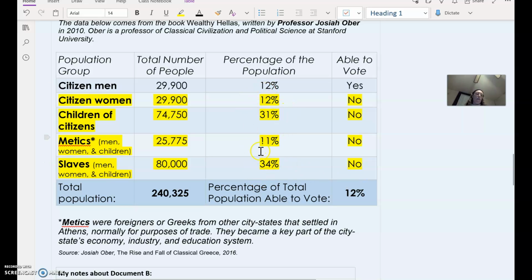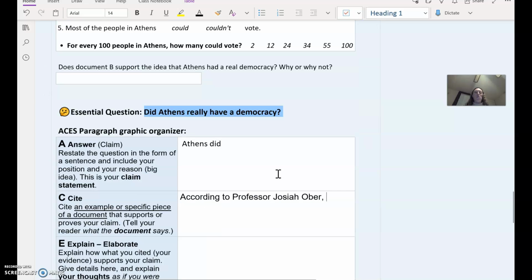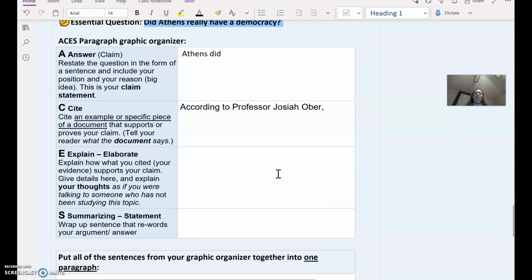I could add up all those percentages and say what percentage of the population could not vote. I'm going to guess that adds up to 88, but I actually haven't added it today, so not sure. There are several ways you could write this, but I would say women, children, metics, and slaves could not vote in Athens. And that is all I'm going to put in my cite, because that's all that was in the document. So that is what the document says.